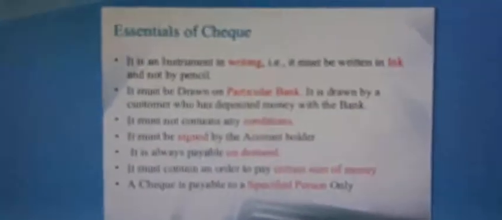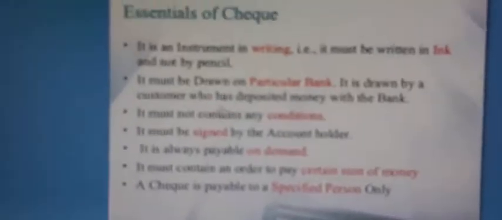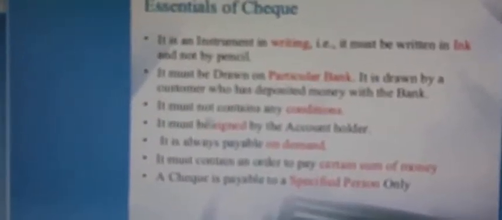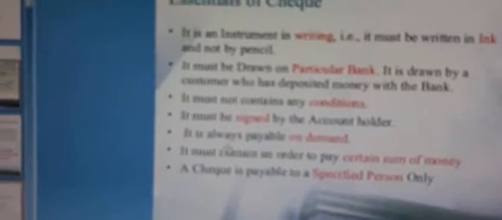So, the main essentials of a check: the check is an instrument in writing. That is very, very important. The second one, it is drawn on a particular bank. The third one, it must not contain any conditions. Fourth one, it must be signed by the account holder. Fifth one, it is always payable on demand. Next one, it is payable for a certain sum of money. The money should be mentioned. The last one, the check is payable to a specified person. To a particular person only, the check can be given.